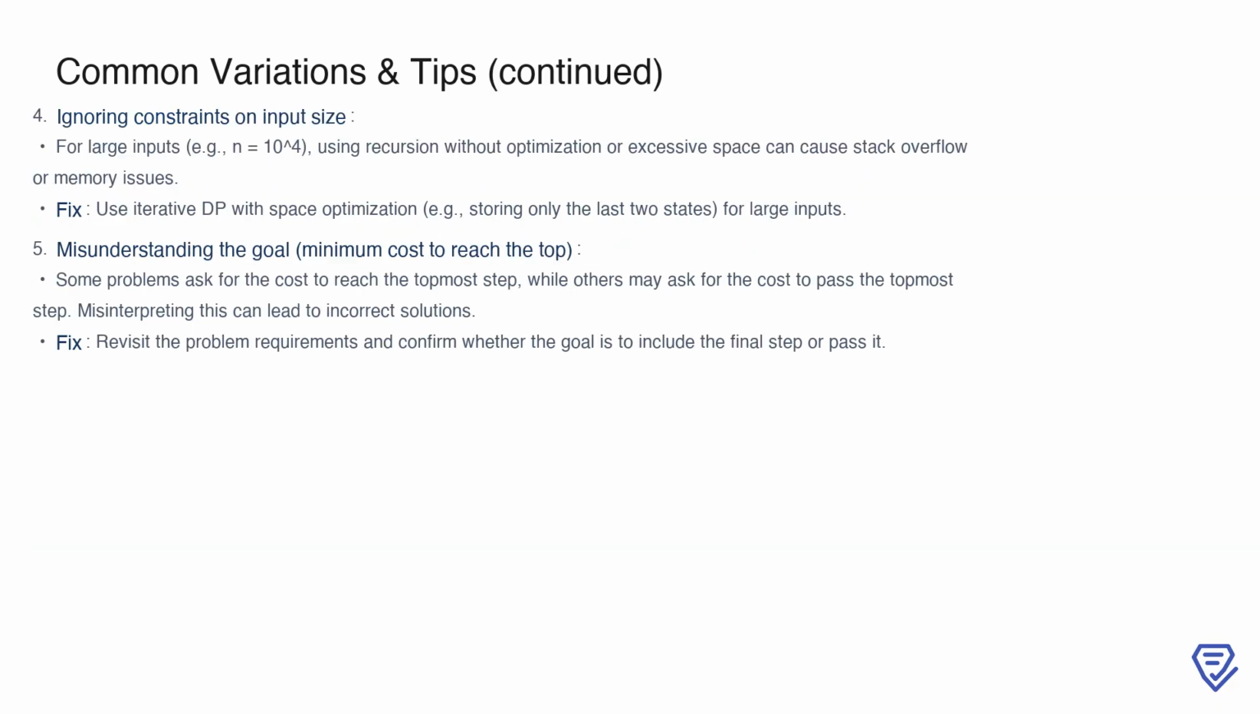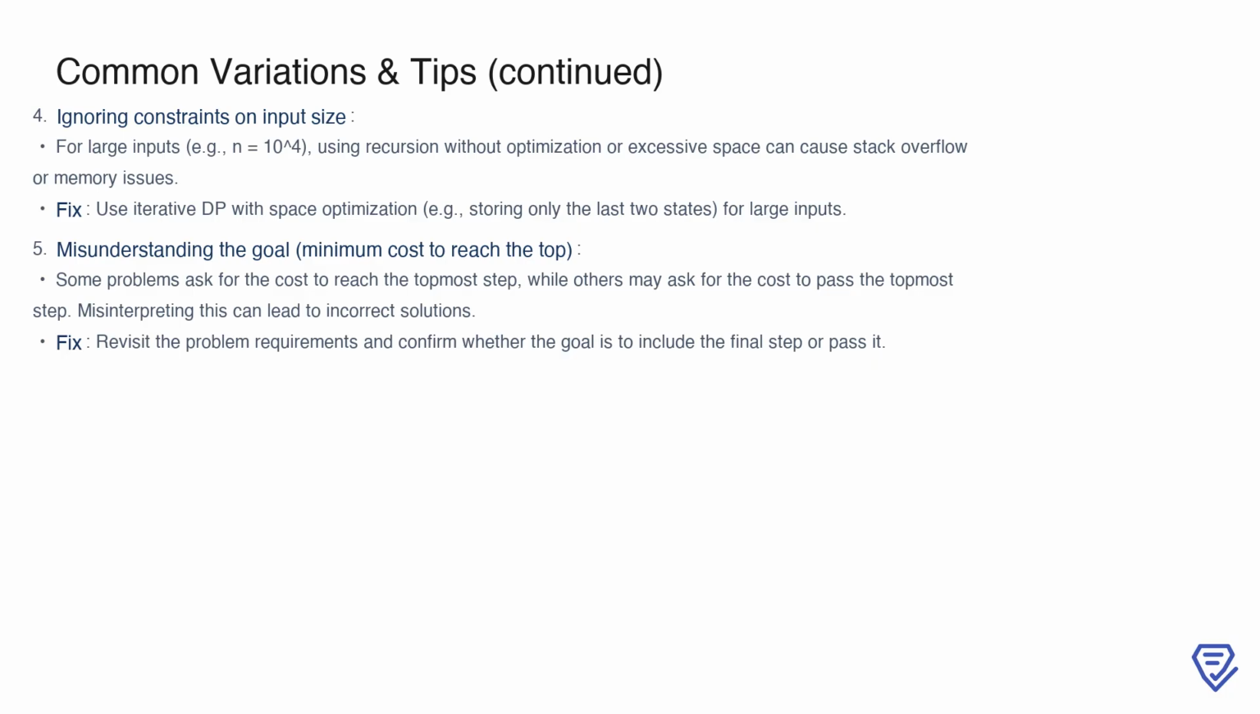Now, another issue to be mindful of is ignoring constraints on input size. For example, when the number of steps is very large, like n equals 10,000, a recursive solution without optimization can cause stack overflow or excessive memory usage. In such cases, iterative dynamic programming with space optimization is a better choice. This approach stores only the last 2 states, minimizing memory usage.